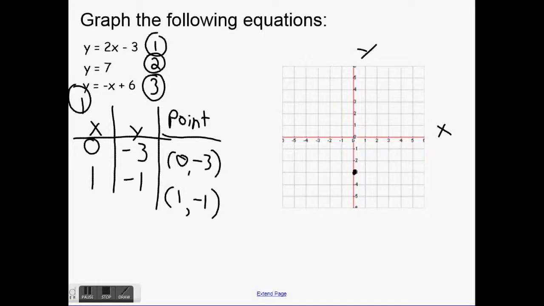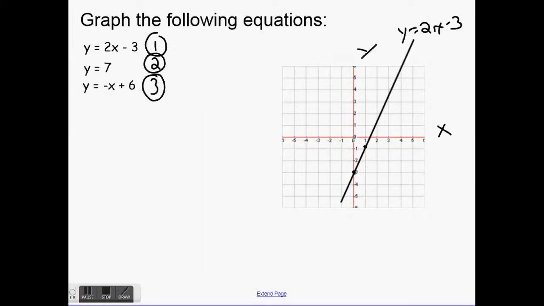So I get a point here. When x is 1, y is negative 1. So I get a point there. Right? The x value goes here, the y value goes here, and then you plot your point. And then once you have this, you just connect the dots. Mind you, you should use a ruler for this, but you know, I did my best.